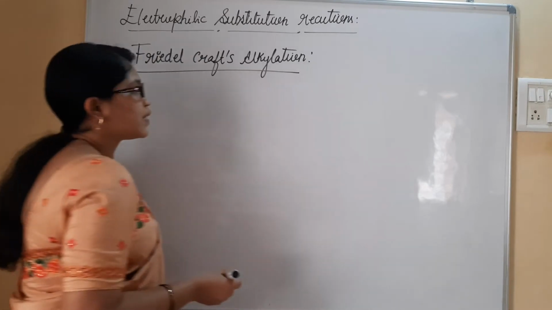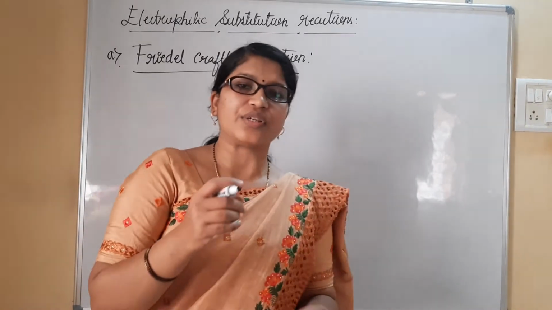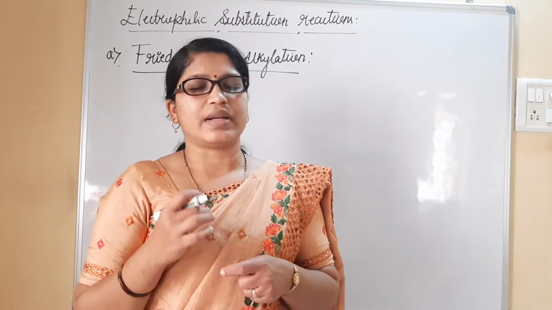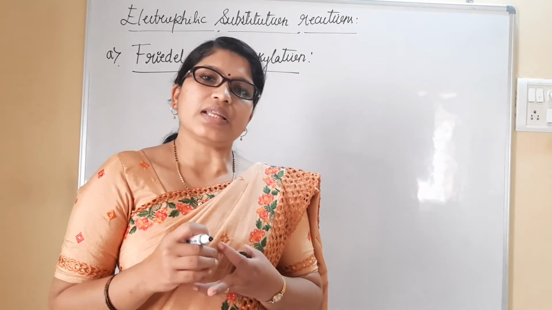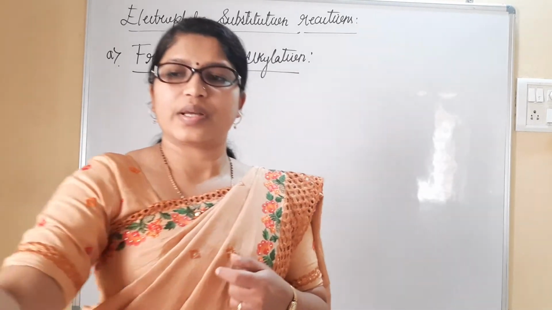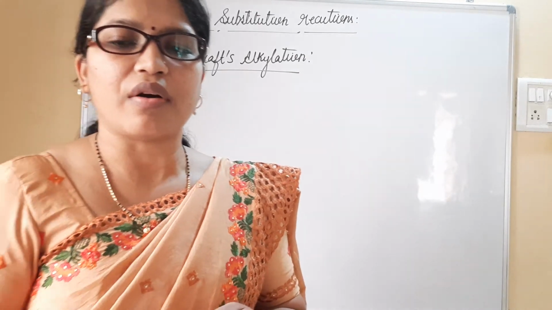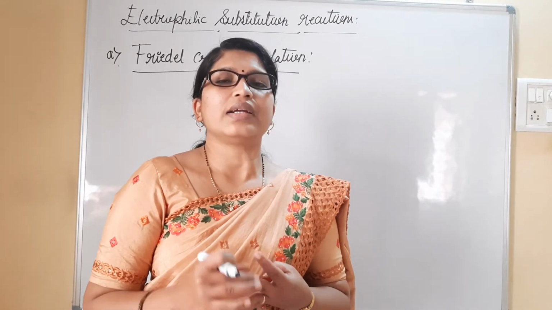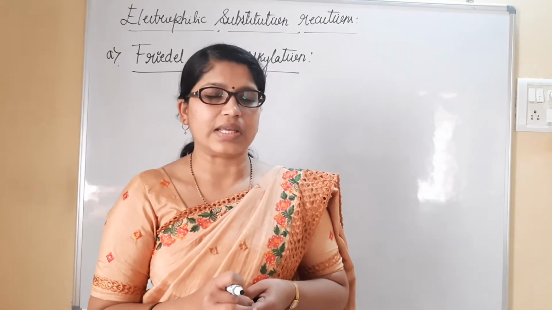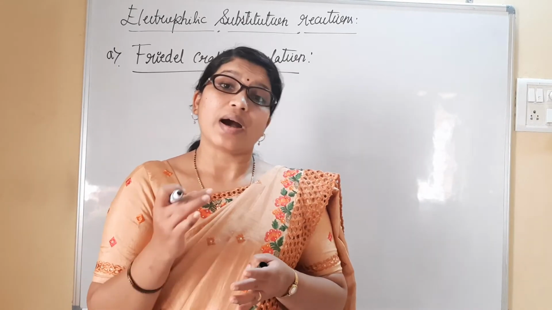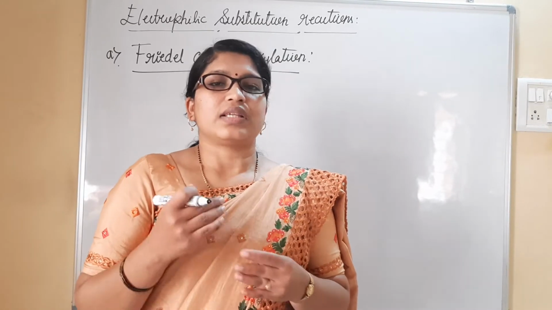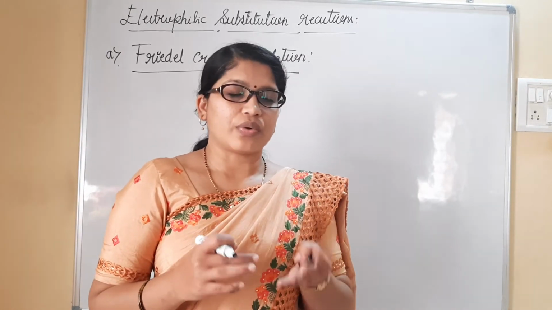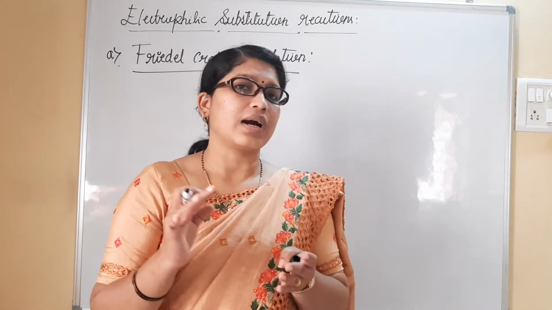In this Friedel-Crafts alkylation, the main important reagent we are using is anhydrous aluminum chloride, anhydrous AlCl3. When benzene is treated with an alkyl group, for example, we will be making use of alkyl halides. Benzene is treated with alkyl halides in presence of anhydrous AlCl3. It will form the respective alkyl benzene. And this reaction is referred to as the Friedel-Crafts alkylation reaction, in which we obtain the final product as alkyl benzene.